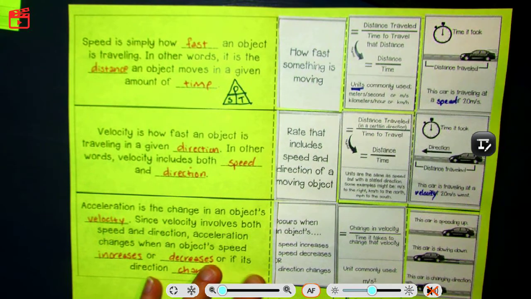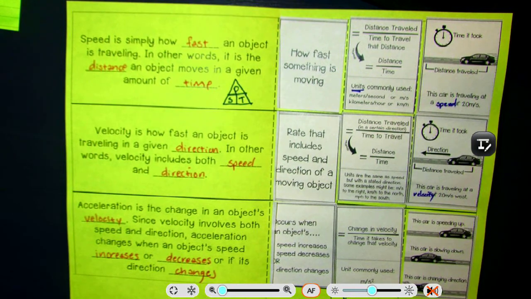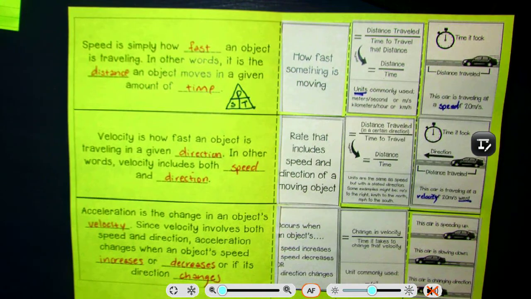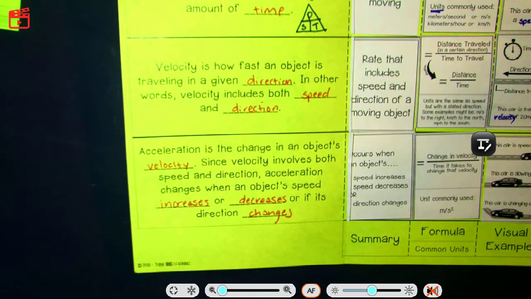Those lines are not big enough. 20 meters per second west. So it turned into velocity when we added our direction. All right, acceleration is the change of an object's velocity.